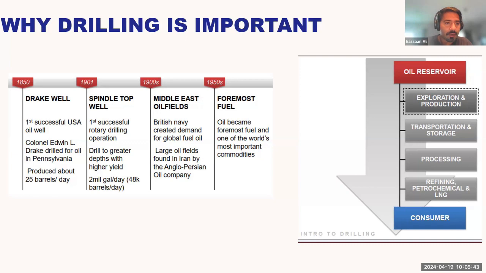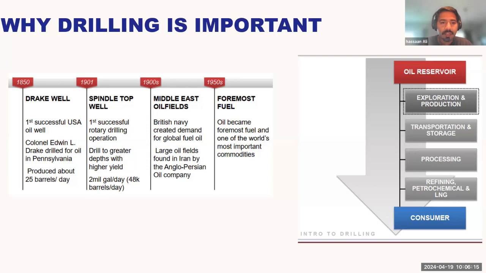Just a quick timeline of where it all started. Drake well was the first successful well that was drilled in the USA. It was a very shallow well which used to produce close to 25 barrels of fluid per day. But as we became more and more experienced and rotary drilling operations matured, we were able to drill at deeper depths. And by 1901, the average production per well had increased to almost 48,000 barrels per day.